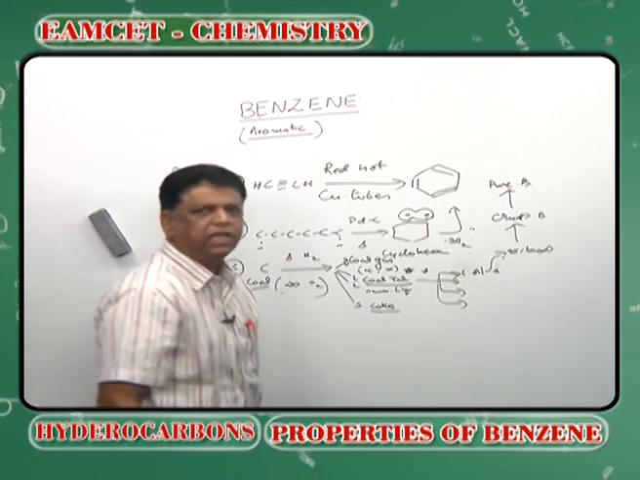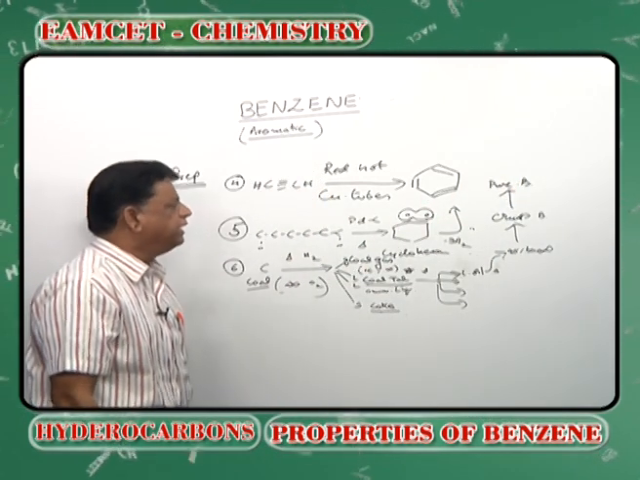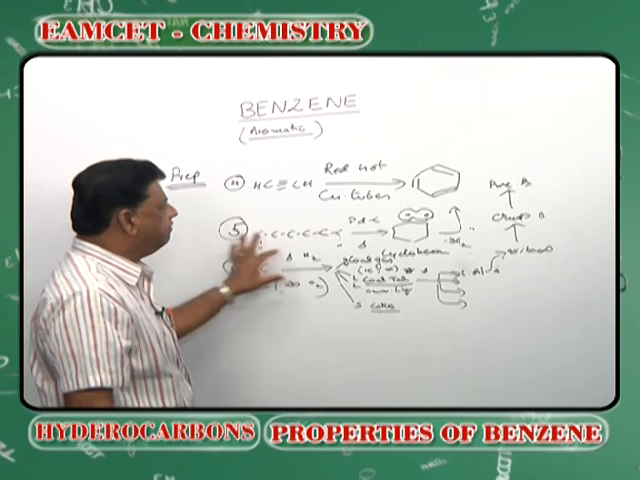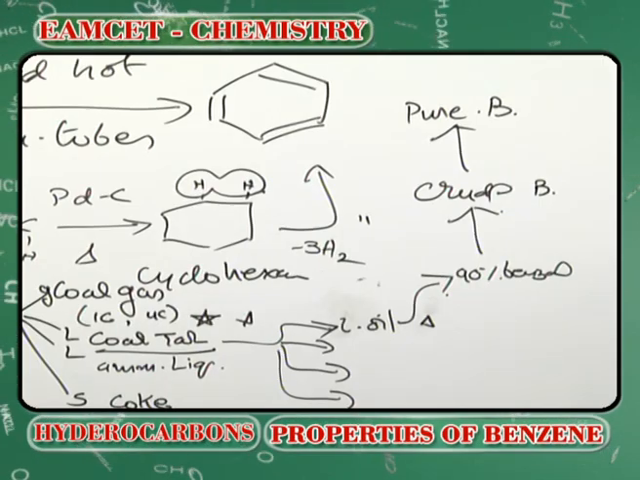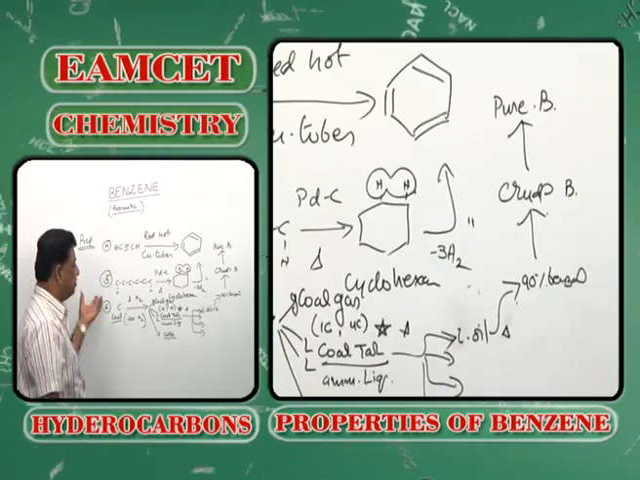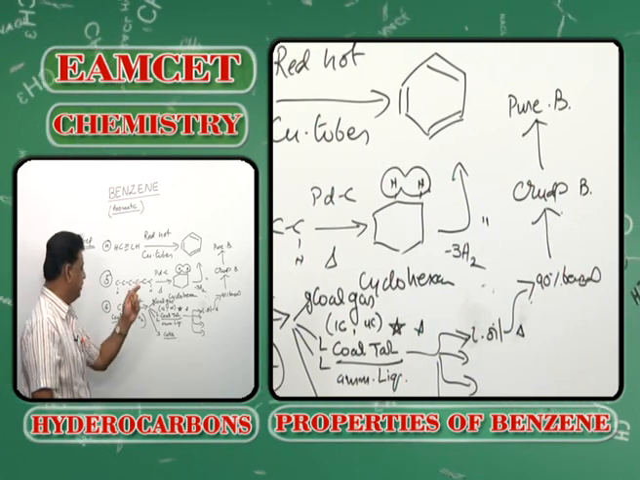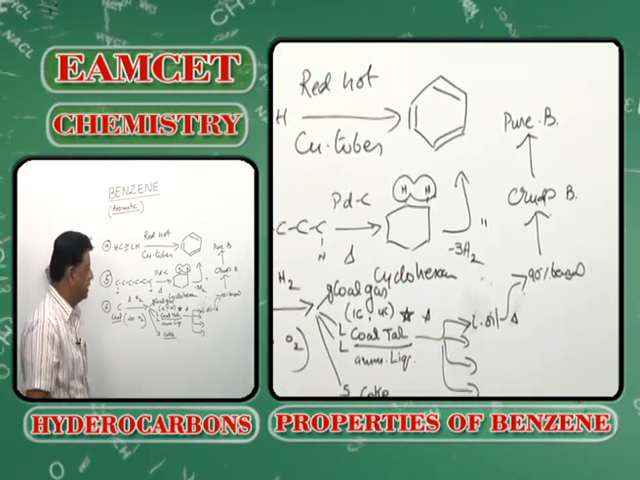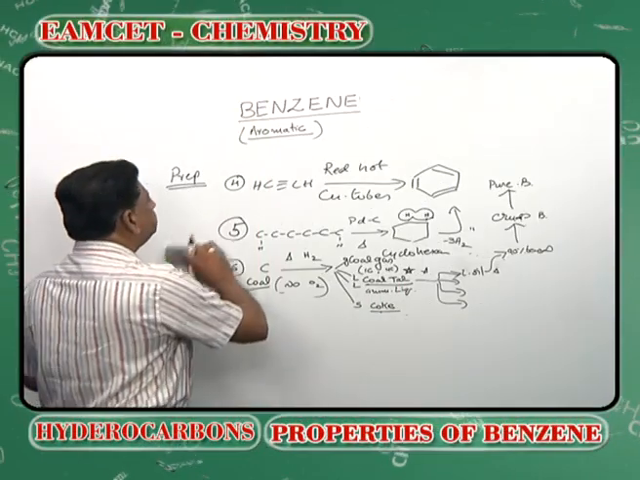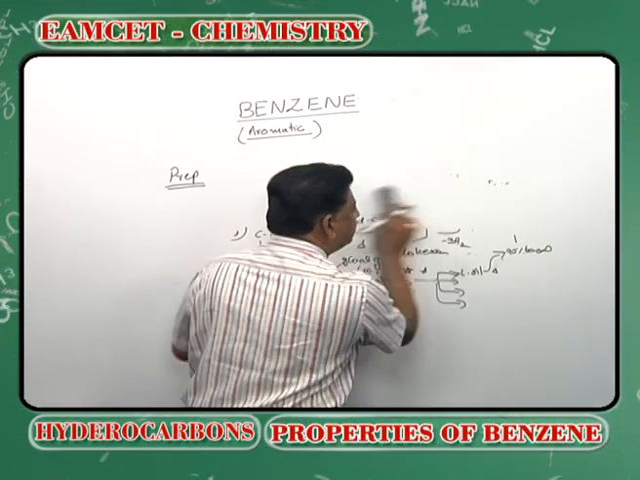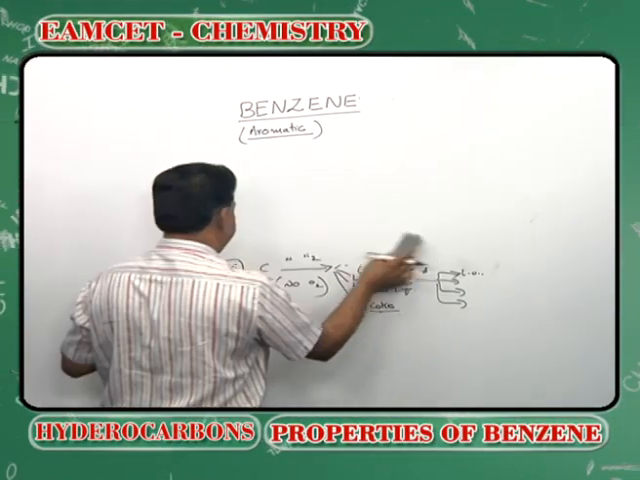We have some commercial aspects and all that, but this is one method we can rely on. The manufacture of benzene from coal is a commercial method in fact. Now let us go to some of the properties of benzene.